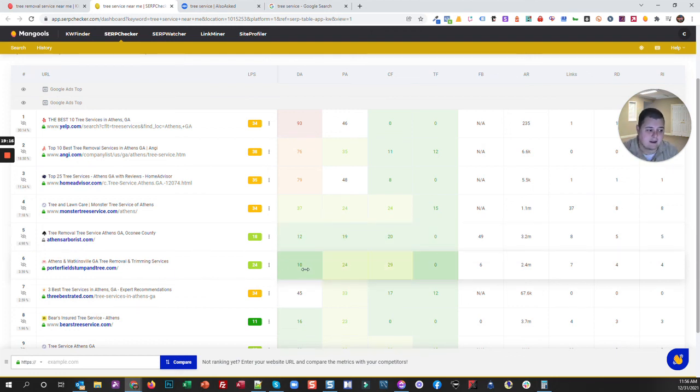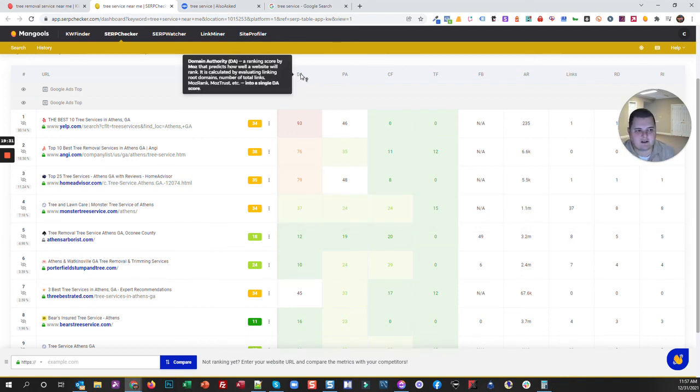Porterfield Stump and Tree is a 10 that's ranking. And keep in mind that to beat a 37, that doesn't mean we have to necessarily be a 38. It would certainly be easier to do it, but it means that there's going to be that ratio of how optimized is your content versus the strength of the domain authority.